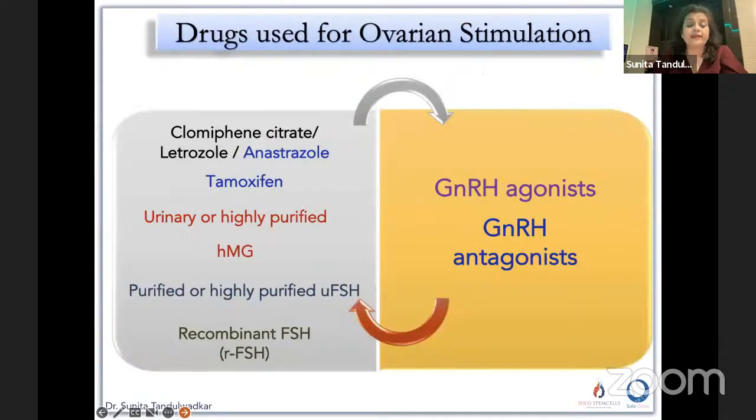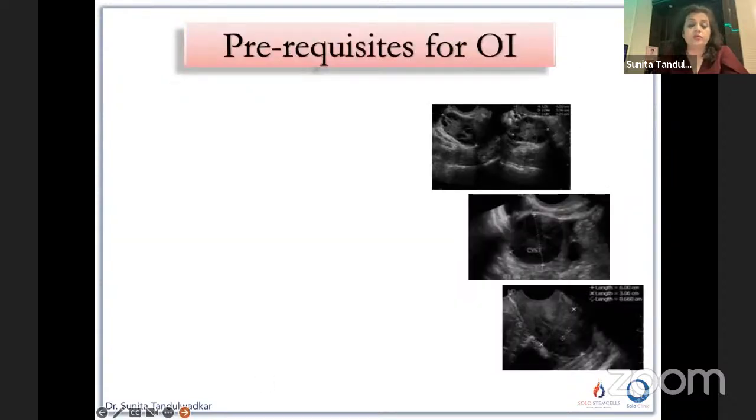So once you understand, let's talk about it. We understood when to start. Now, which are the drugs? These are the oral ovulogents: clomiphene, letrozole, anastrozole, tamoxifen. And these are the gonadotrophins, which can be highly purified HMG, highly purified FSH, or recombinant FSH. And in addition, I'll be covering with you in brief the agonist and antagonist cycles also in a routine IUI.